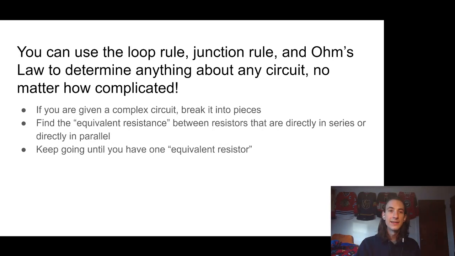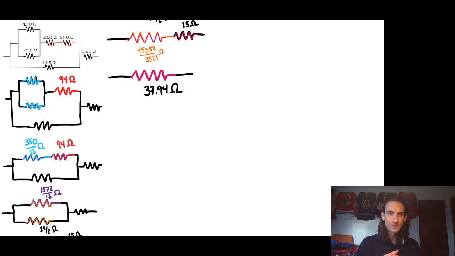But what we have to do in that case is just break our circuit into pieces. What we can do is find the equivalent resistance between resistors that are directly in series or in parallel. So that just means finding the total between them. And we'll keep on going until we have one equivalent resistor. I went ahead and did one. I doubt they'll have you do this on the AP test. I think that'd be really weird.